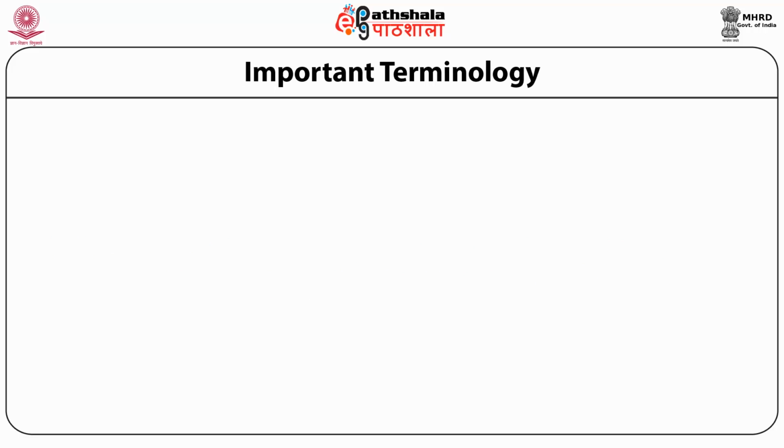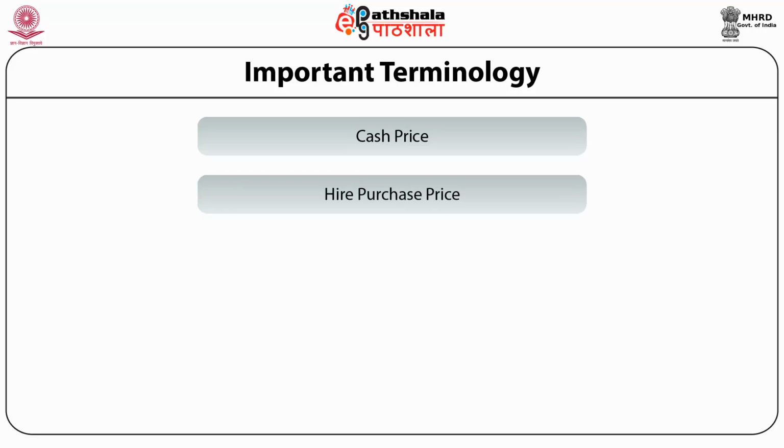Students, now let's discuss some terminology used in this module. Cash price: it is the actual price of goods charged under a normal cash sale or the amount paid for outright purchase. Hire purchase price: the total amount payable under the terms of the hire purchase agreement in the form of down payment and installments. It consists of cash price plus interest. Down payment: it is the amount paid by the hire purchaser to the hire vendor at the time of signing of the agreement or at the time of delivery of goods.